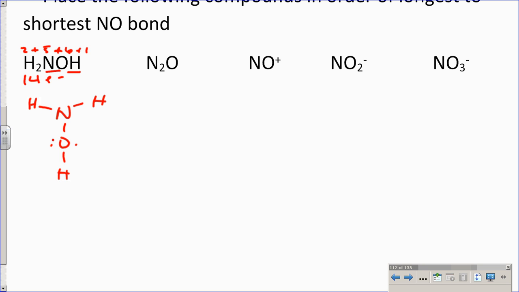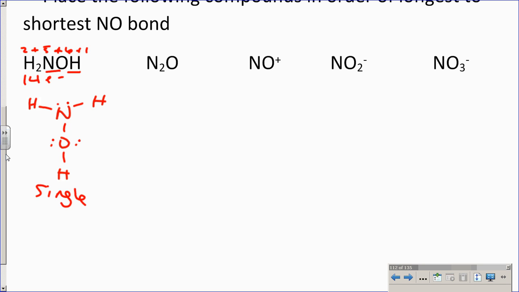I feel like I'm missing an H. I think I made a typo. 2, 4, 6, 8, 10, 12, 14. There we go. Okay, there we go. So here's the NO bond. Obviously, it's a single bond, right?